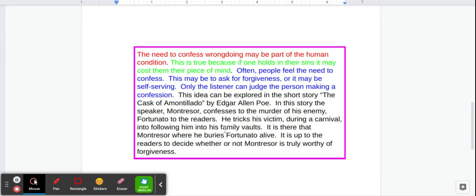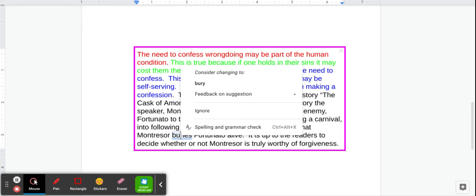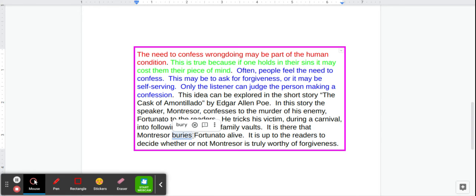Oh boy. Fix up my grammar right for you. Stick with me.